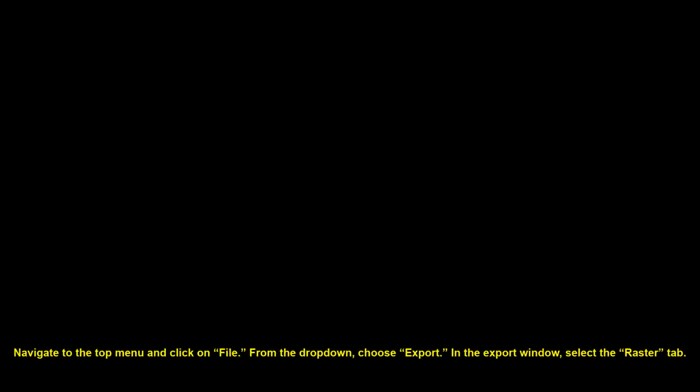In the Export window, choose your preferred raster format, such as PNG or JPEG. Adjust the settings to your desired resolution and dimensions. Click on Export and choose a location to save your file. Close Affinity Designer after the export is complete.